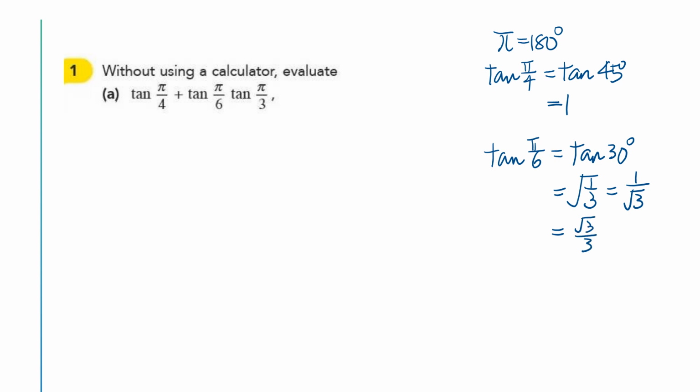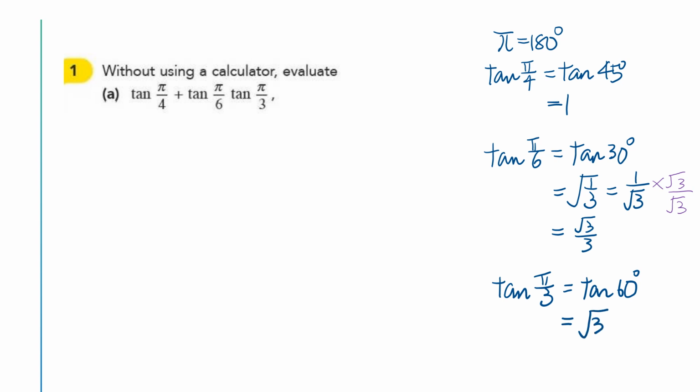Rationalize it as you just multiply by square root 3 at the numerator, square root 3 at the denominator. You will get square root 3 over 3, because square root 3 times square root 3 gives you 3. So that's how we find the value for tangent pi over 6. So we're going to do it also for tangent pi over 3, that's tangent 60. Use the same method as what I've explained just now.